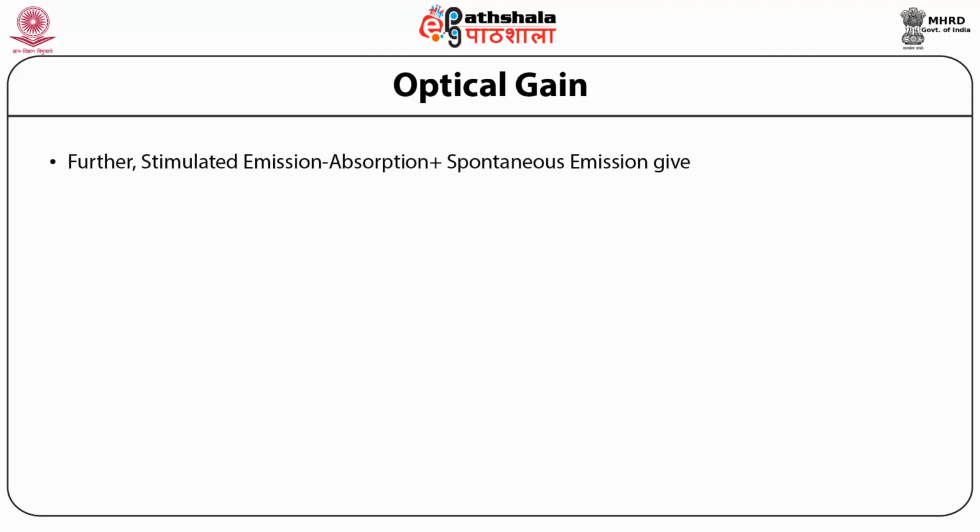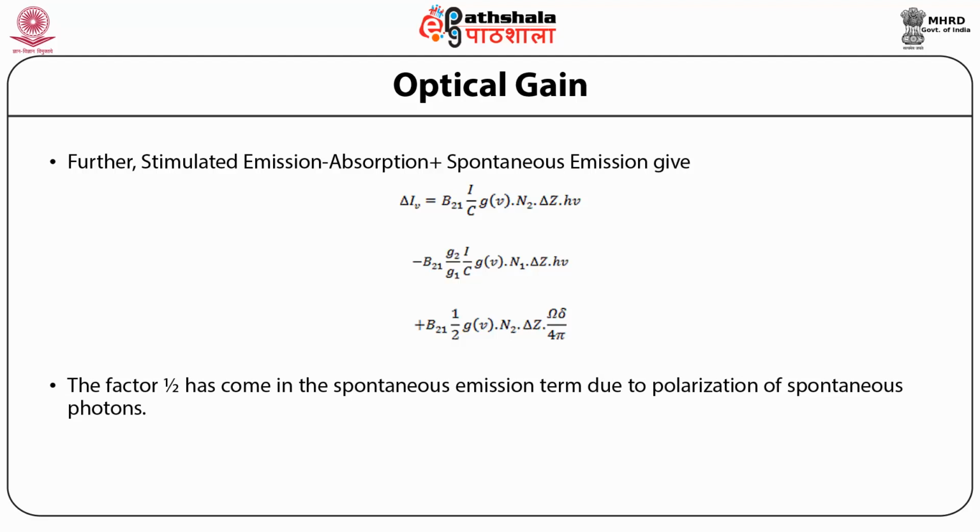Further, stimulated emission, absorption plus spontaneous emission gives us ΔI(ν) = B21 (I/c) g(ν) N2 Δz hν - B21 (g2/g1)(1/c) g(ν) N1 Δz hν + B21 (1/2) g(ν) N2 Δz hν (Δφ/4π). The first term corresponds to stimulated emission, the second corresponds to absorption, and the third one is added due to spontaneous emission. And the factor half has come in the spontaneous emission term due to polarization of spontaneous photons.